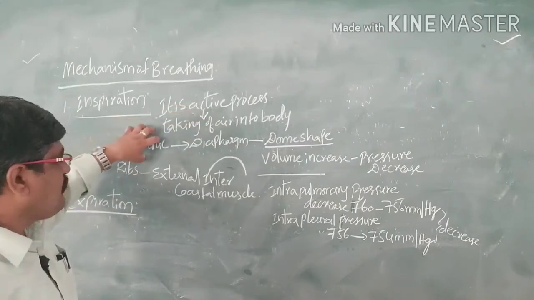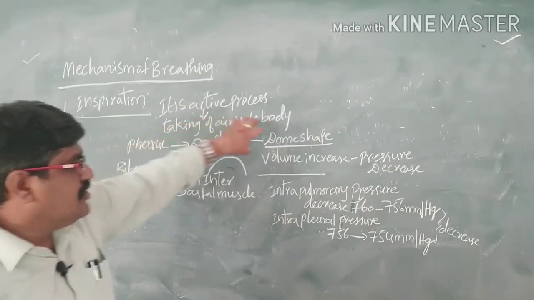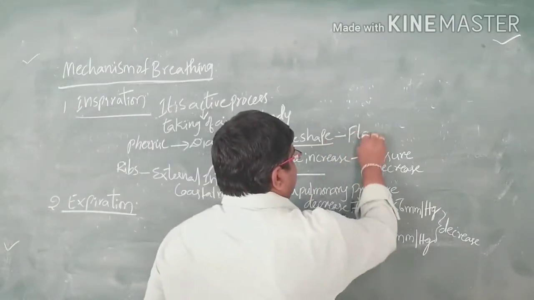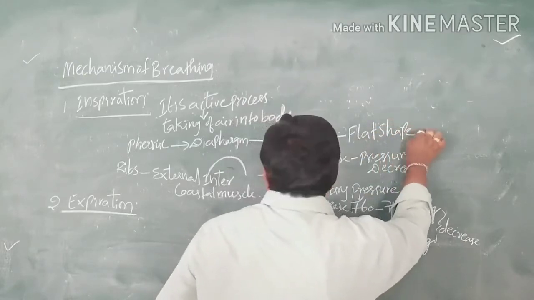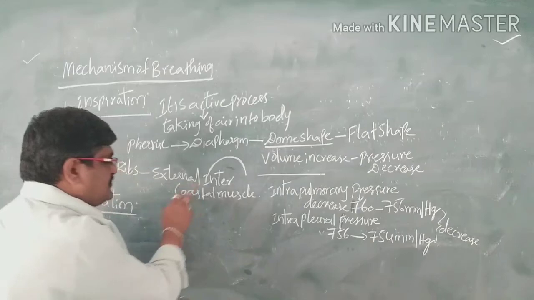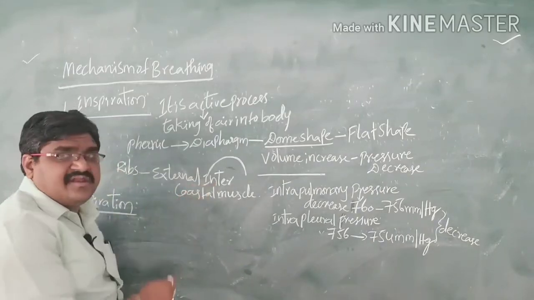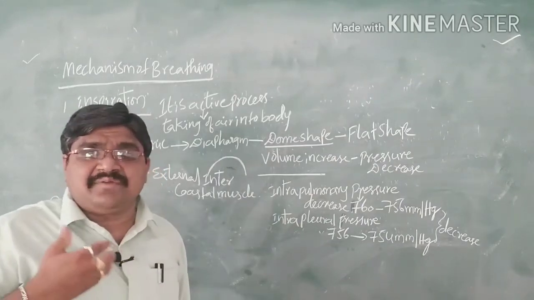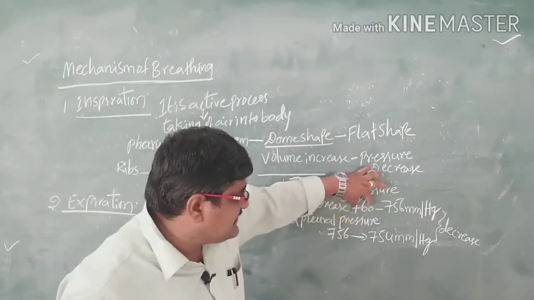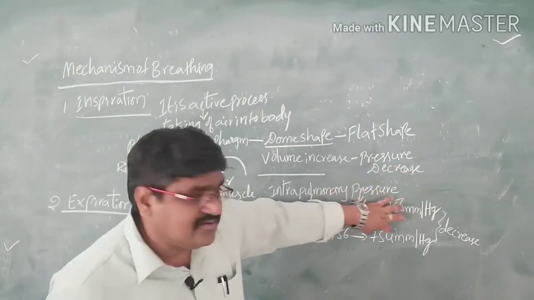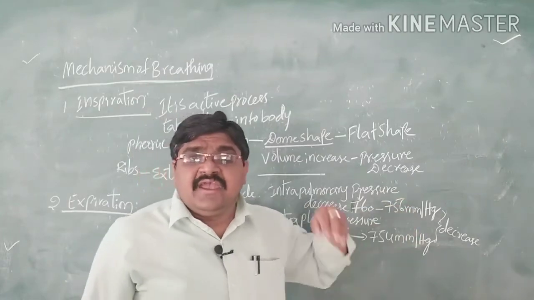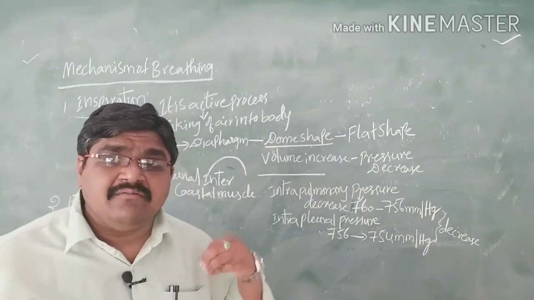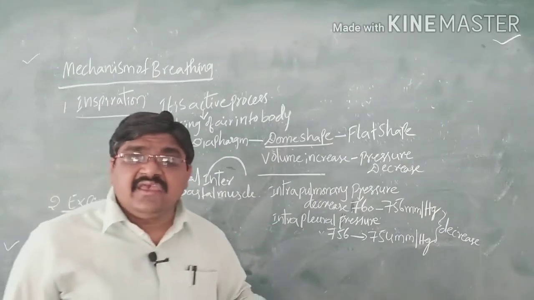Here the diaphragm is contracted, the dome shape becomes a flat shape, and the external costal muscles and external intercostal muscles of the ribs are contracted. This increases the thoracic cavity. When the volume increases, the pressures decrease, from 760 to 756, from 756 to 754, up to the atmospheric pressure, and the air rushes into the body. This type of process is called inspiration.